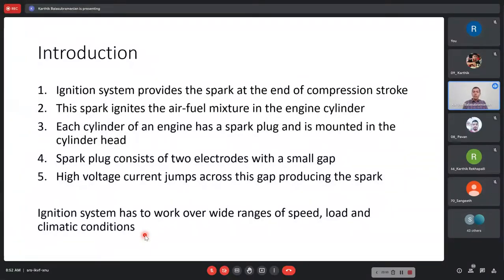That is why in frequent servicing, they will clean the spark plug. They will remove all the soot material deposited in the gap. They will use a small blade, or an emery sheet or sandpaper, and clean the gap between the electrodes. That happens after prolonged usage. So servicing includes cleaning of these parts and so on. The reason I said this is that the ignition system has to work over wide ranges of speed, load and climatic conditions. Also, particularly the spark plug, not the rest of the parts, has to work under enormous temperature and pressure inside the cylinder.